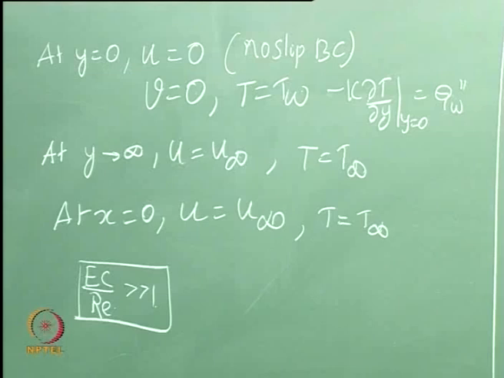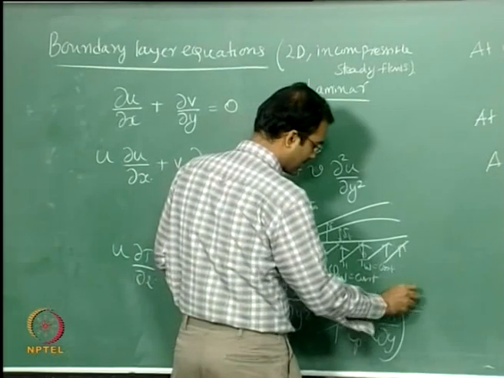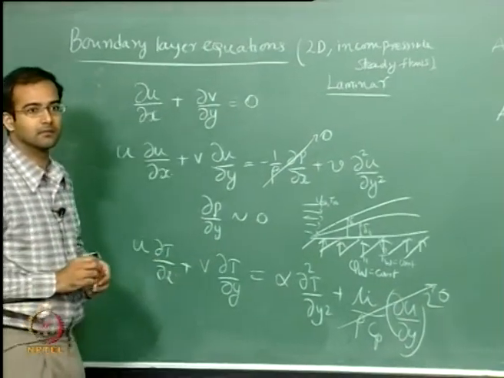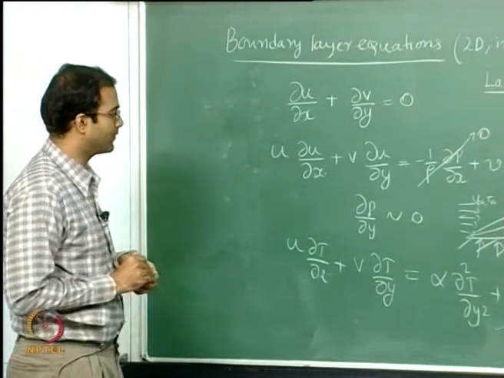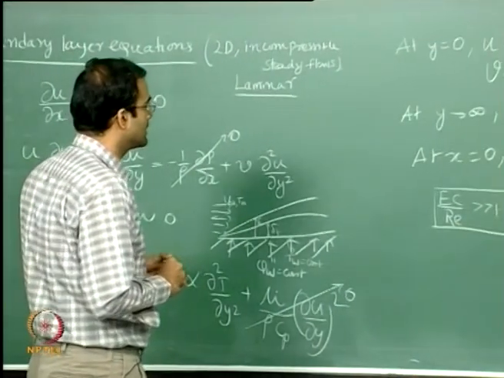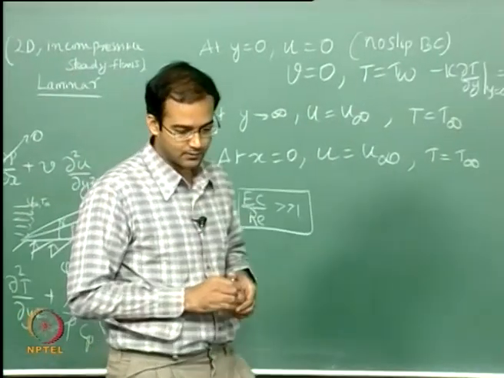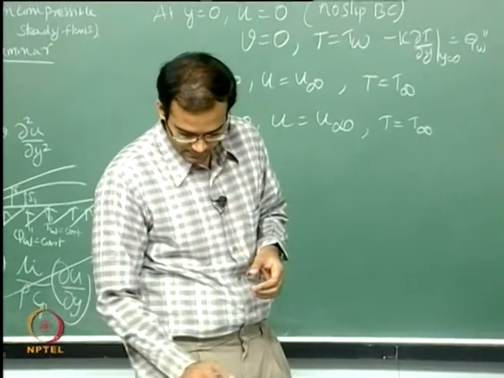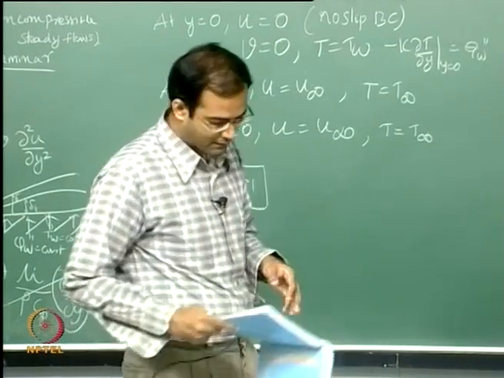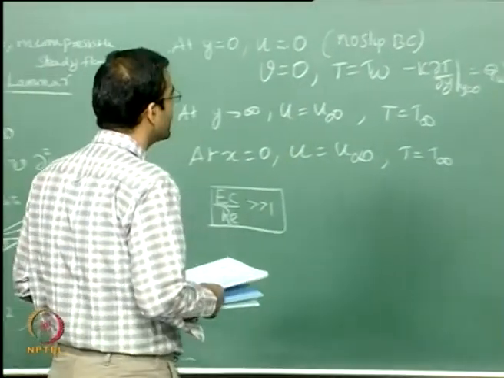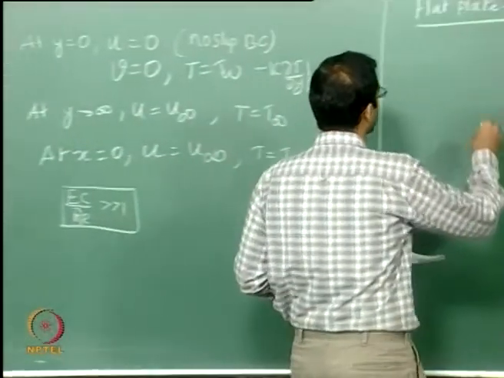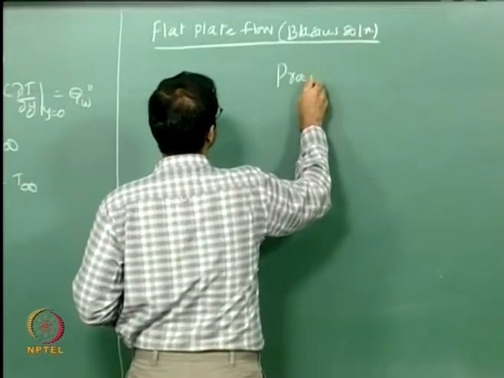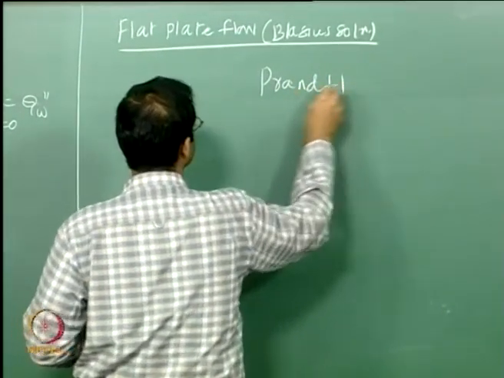In the other cases, the moderate velocity regimes, you can safely neglect this term also. So the resulting equations now look much more simplified, and this is what we are going to solve for the Blasius solution. Before going into the solution, just to give you a brief history of how this was originally proposed.